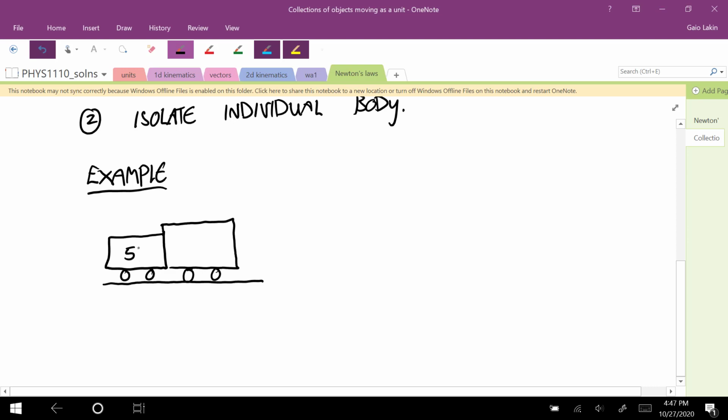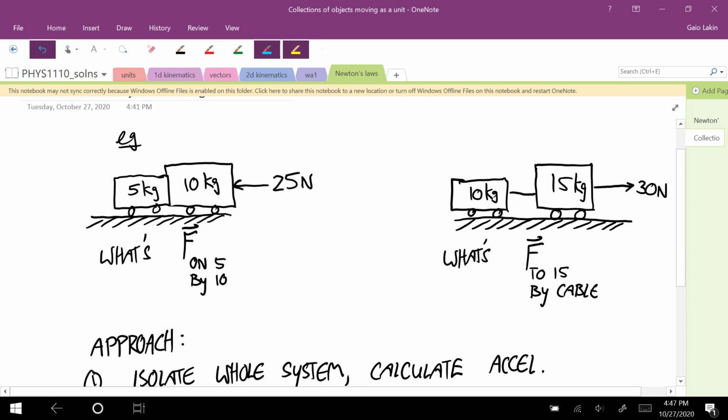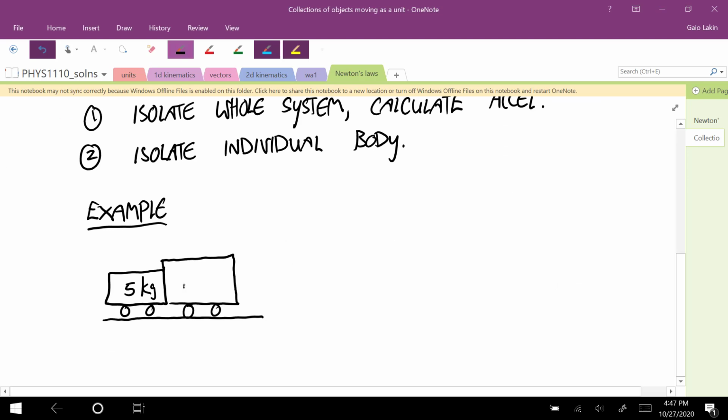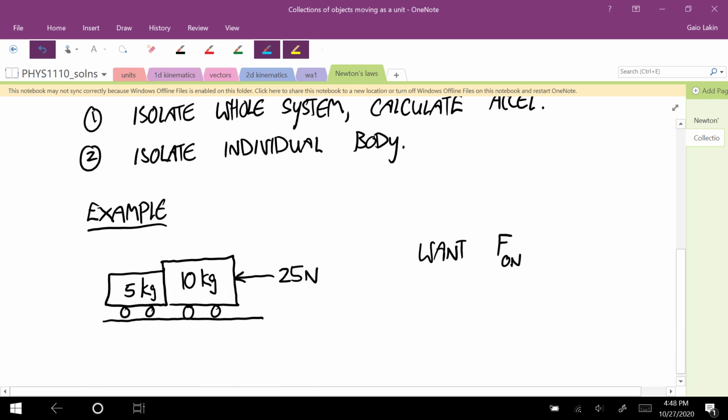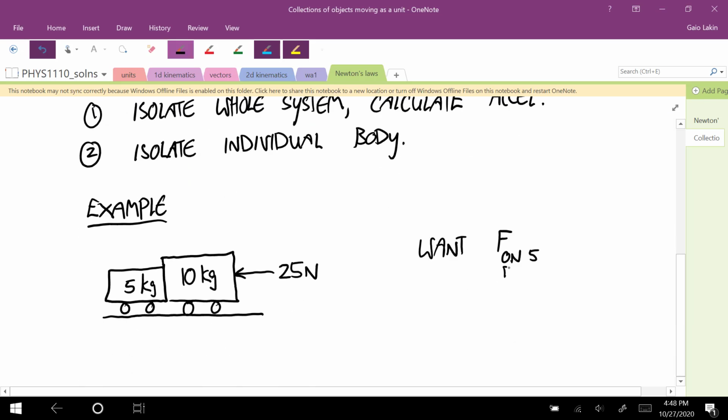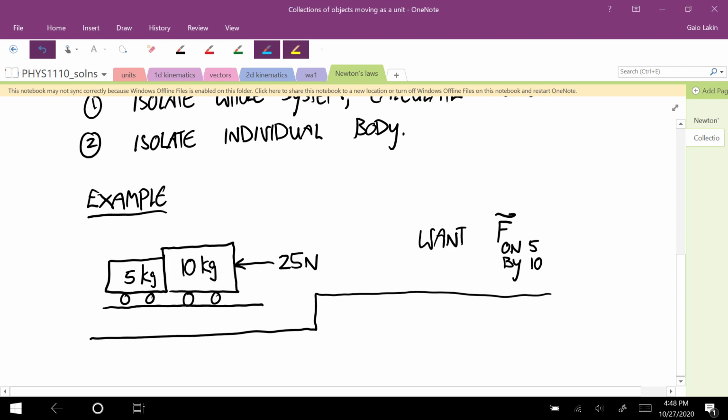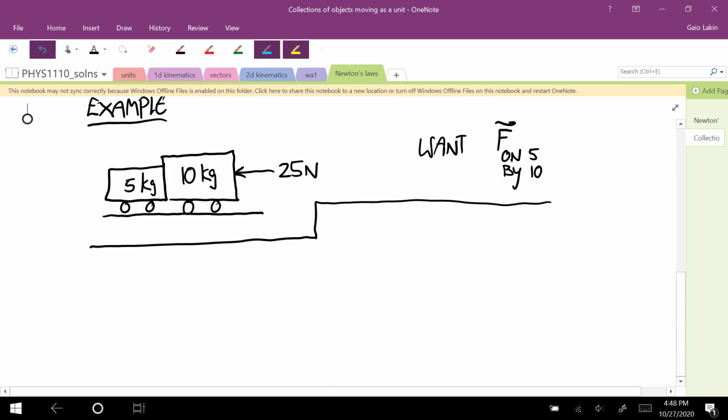Okay, so this one is 5 kilograms. The other one is 10 kilograms. And there's a 25 Newton force pushing to the left. And we want to calculate the force vector on, what did I say, on the 5 by the 10. Okay, so the first step is we're going to isolate the whole system.